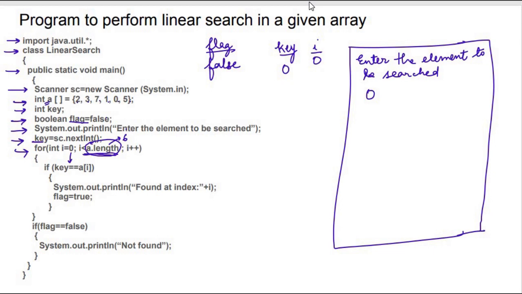Now, for के अंदर क्या है? If key is equal to AI. Key means my search element 0 is equal to AI. AI means A0. I is 0 na. So A0 is 2. First element means 0th position वाला element 2. Is it equal? Is 0 equal to 2? No. Means my key element 0 is not equal to this A0, which is 2.